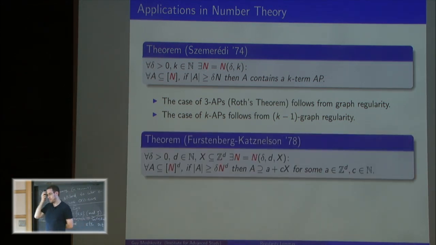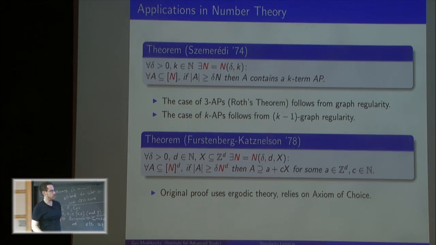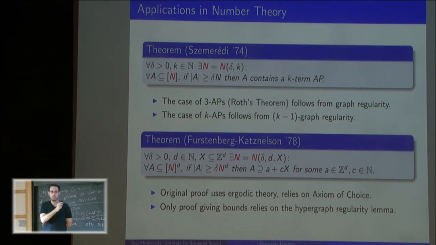And in fact, if you have the hypergraph regularity lemma, then you can actually deduce something much stronger, the multidimensional Szemerédi theorem. I won't even go to the exact statement, but it basically says that you can get arbitrary configurations in high-dimensional space or in high-dimensional grids. It's a vast generalization of Szemerédi's theorem on arithmetic progressions, but the original proof of that uses ergodic theory, and it relies on the axiom of choice, and so it doesn't give any bounds on n, any finite bounds. And the only proof that gives finite bounds that we know of today is the one using the hypergraph regularity lemma.